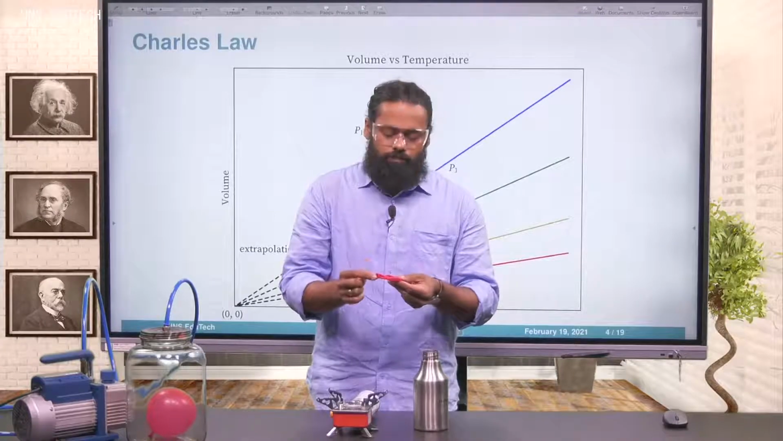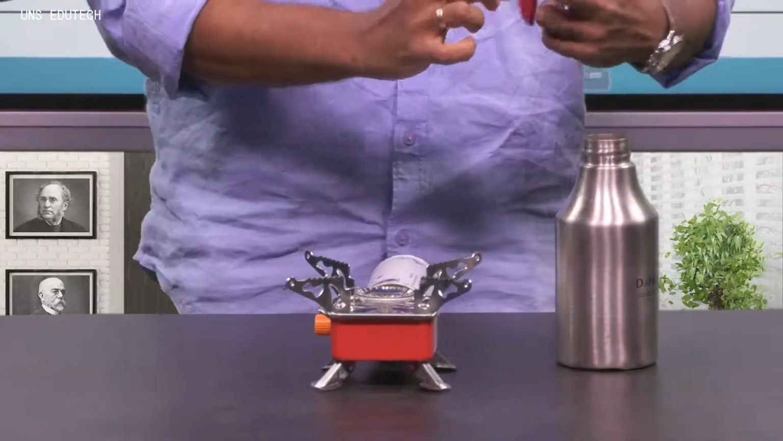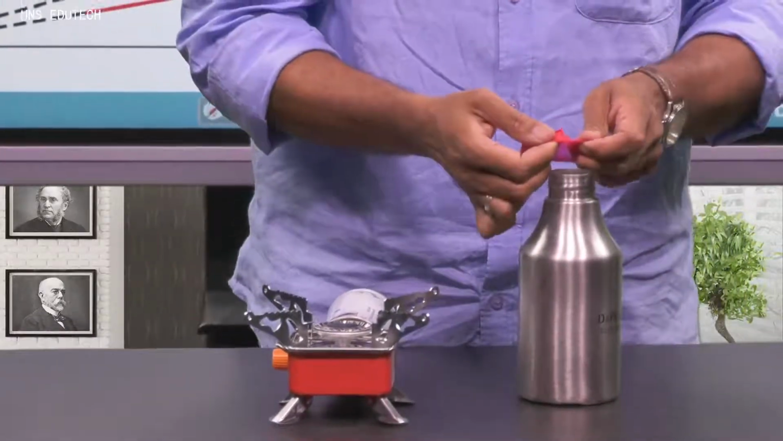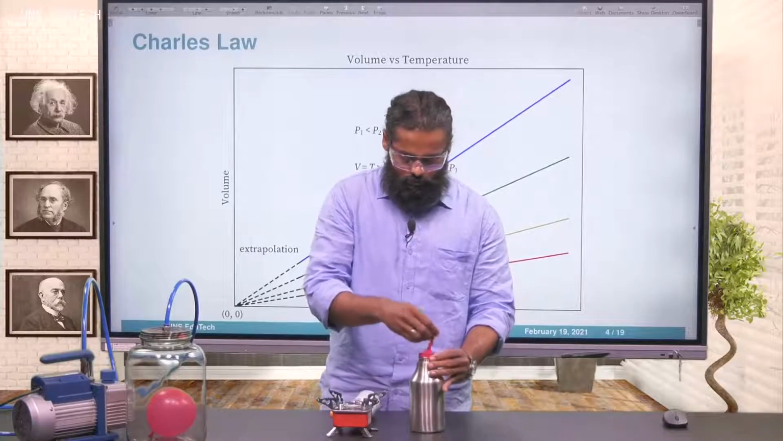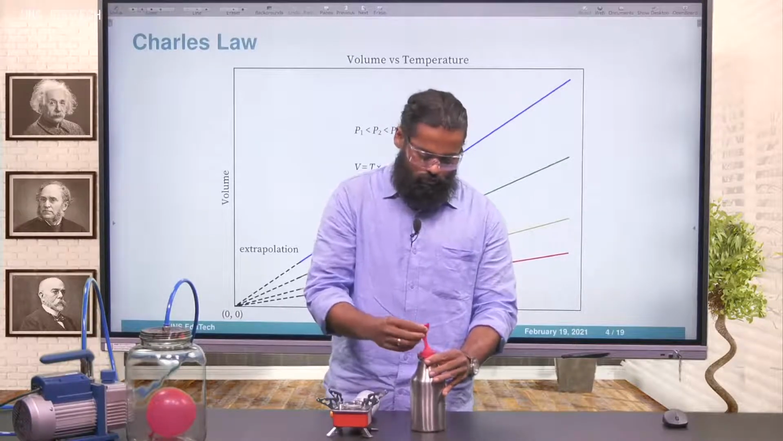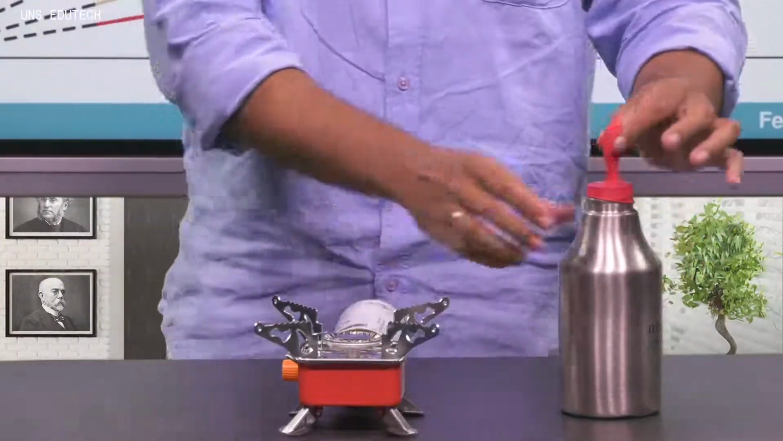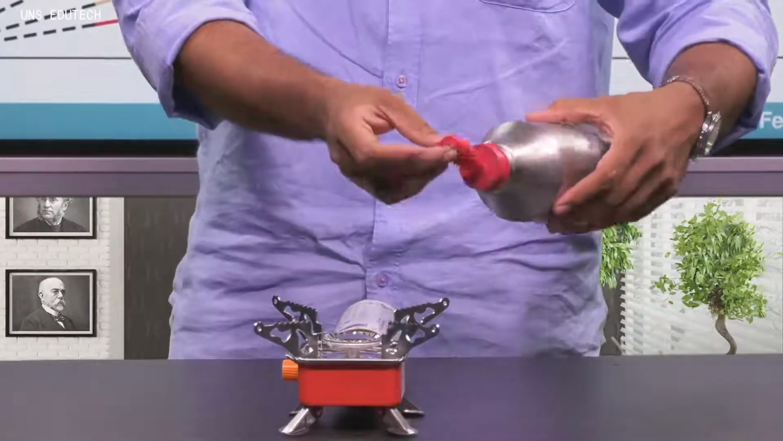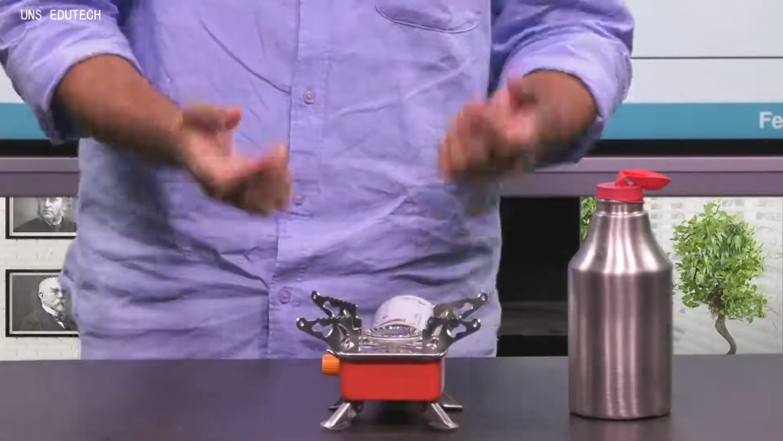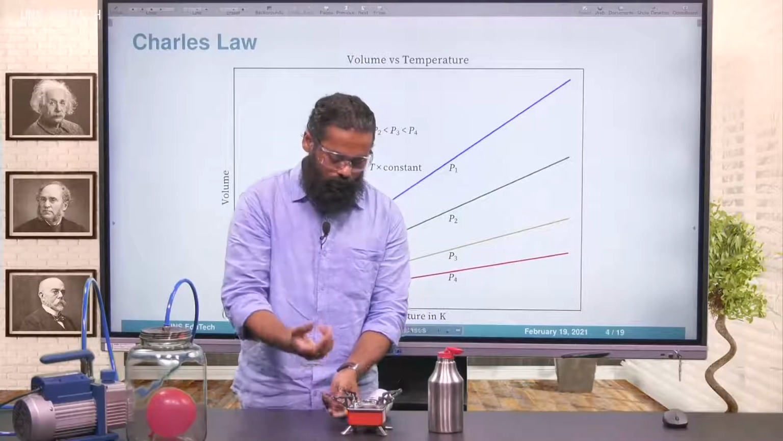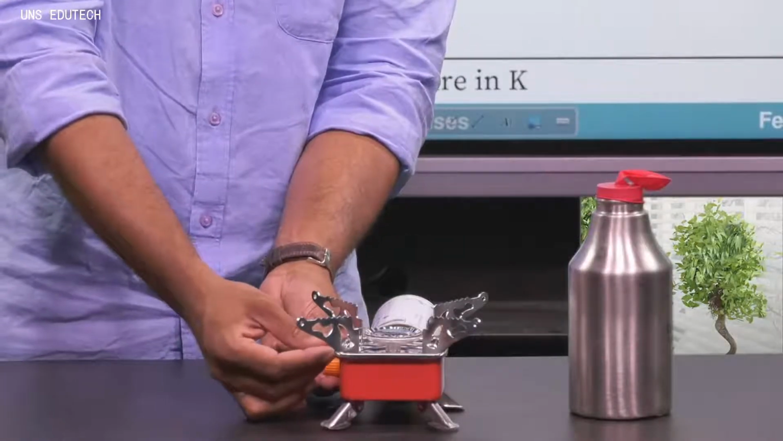So here I have a balloon. I am going to connect this balloon to the opening. This opening I am going to cover with the balloon. Okay. Now we have covered this part with the balloon. Now I am going to switch on the burner. You may not be able to see the flame clearly because it's a very light, blue-colored flame, because it's butane. Red color we cannot see.